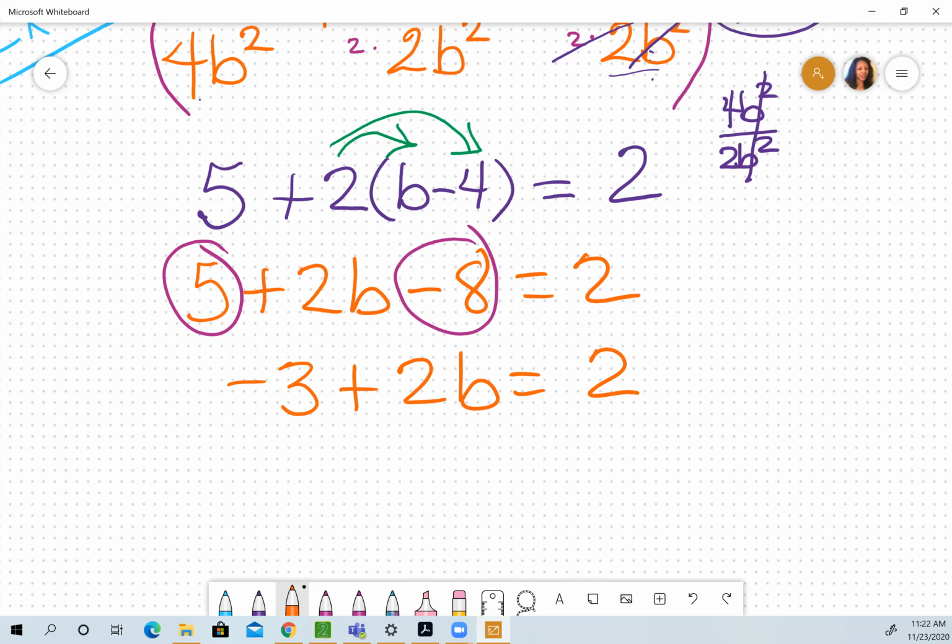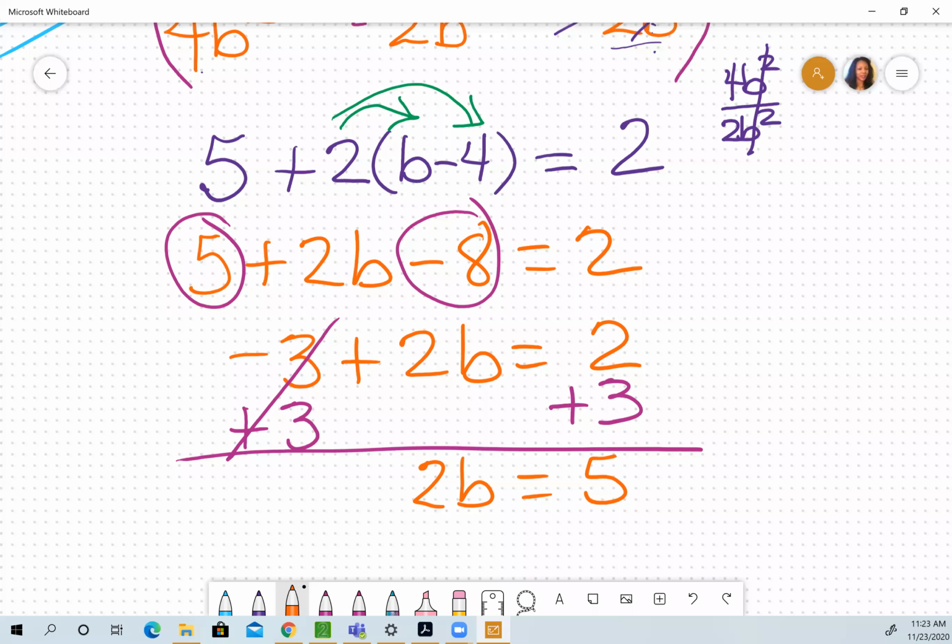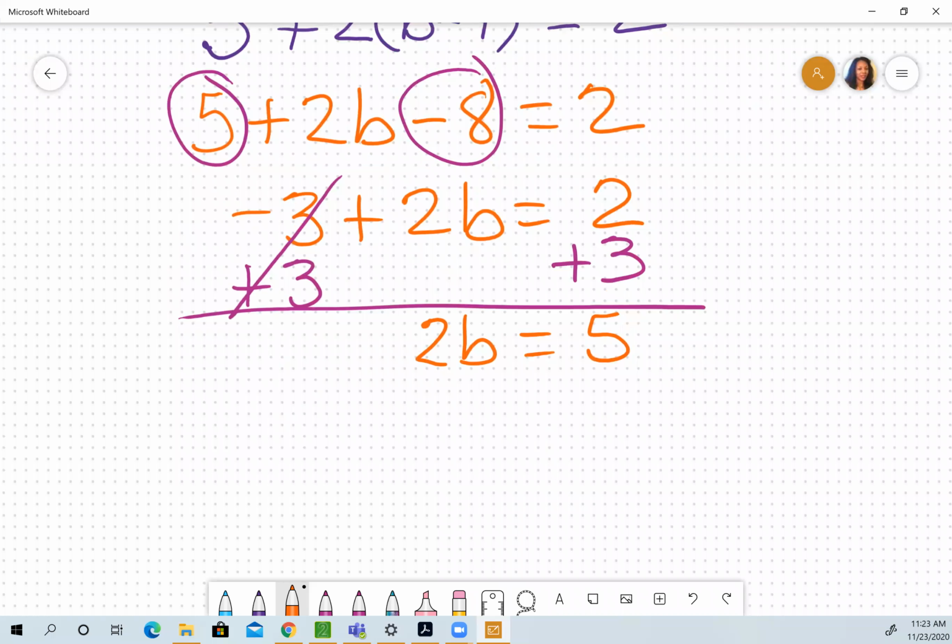The first thing you want to do is move your constant. So that's what I'm going to do, plus 3. What I do to one side, I do to the other. I'm always doing the inverse because I'm trying to make it 0. That's going to be 2b is equal to 5. And then now I want to solve for the variable b. So I'm going to divide both sides by what's stopping b from being by itself, which is 2. And my final answer is b is equal to 5 over 2.